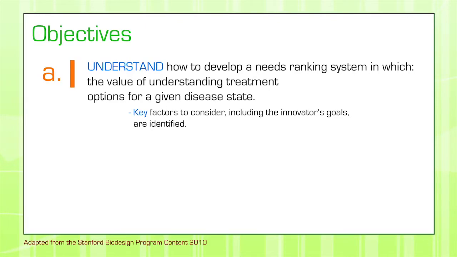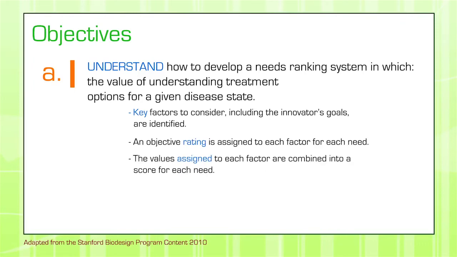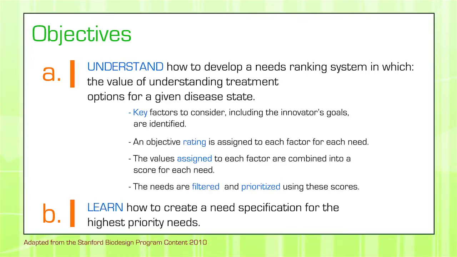Also, I want you to understand that in developing this needs ranking, there should be an objective rating assigned to each factor and each need, so that every single evaluation is done in the same way. Then the needs should be filtered and prioritized by using these scores, so almost always quantitative and semi-quantitative methods to choose the solution. And finally, to learn how to create a needs specification for the highest priority needs.